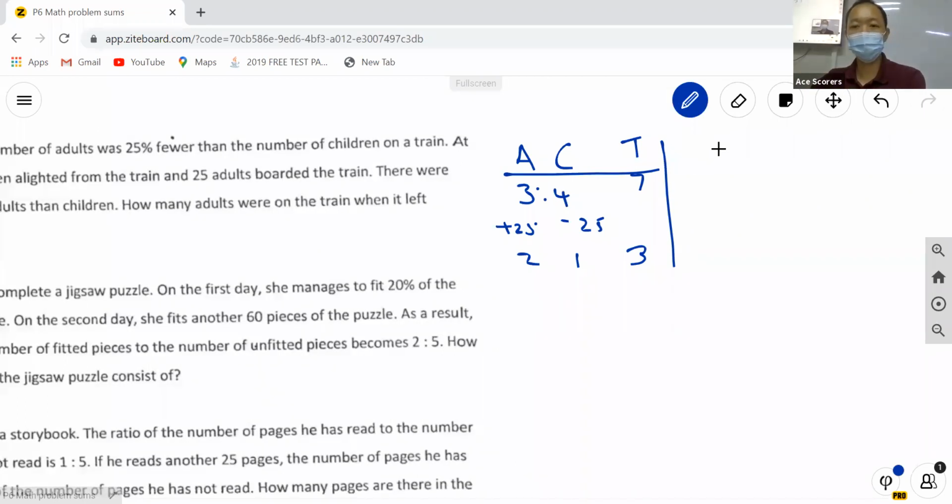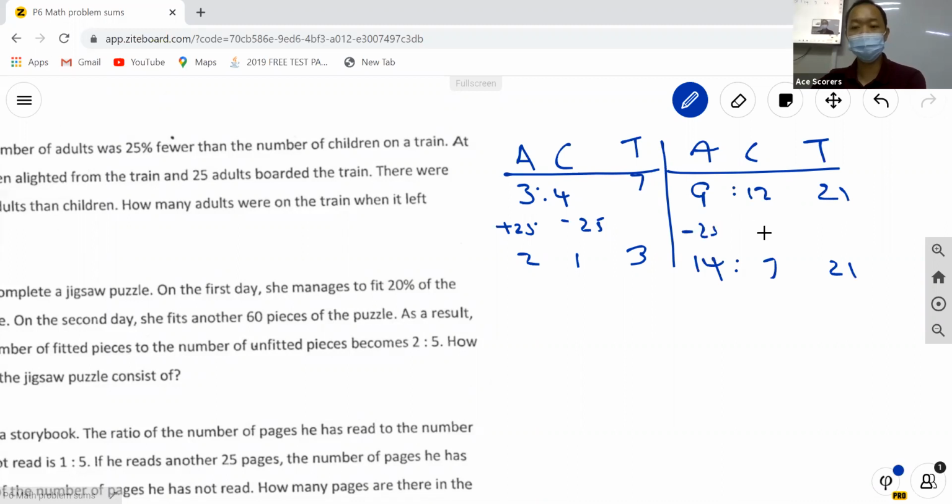So we got A, C, and a total of 21. So if this is 21, here will be 9 and 12. And here is 21, so this would be times 7, so it's 14 and 7. So this plus 25, this minus 25. And here, now it becomes very clear. 5 units is equivalent to 25. So 1 unit is 5.